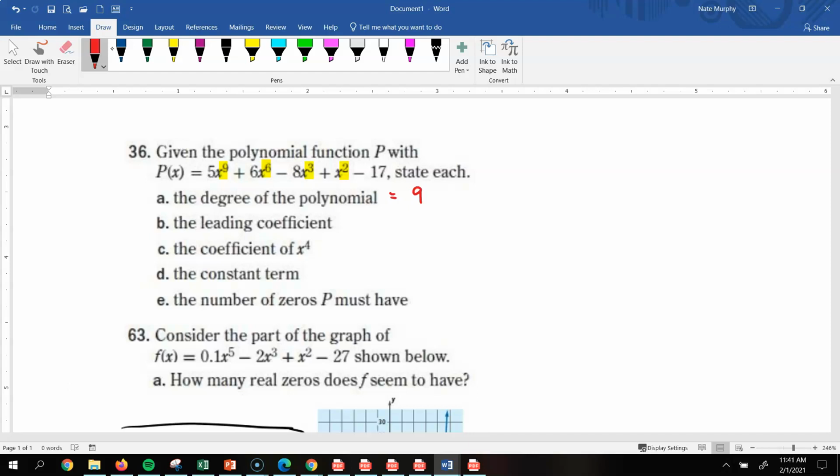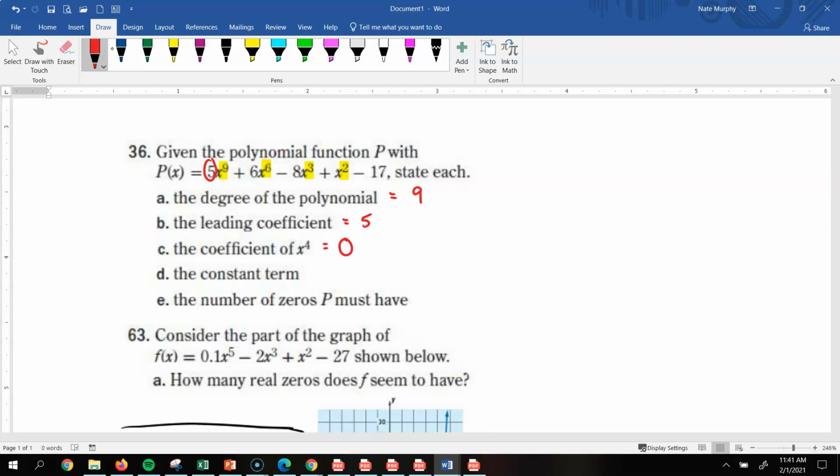The leading coefficient would be the coefficient of the term with the degree. So the leading coefficient would just be 5, not 5x, not 5x to the 9th, just 5. The coefficient of x to the 4th. Ooh, there is no x to the 4th. So that means the coefficient for that would be 0, because 0x to the 4th would be nothing.